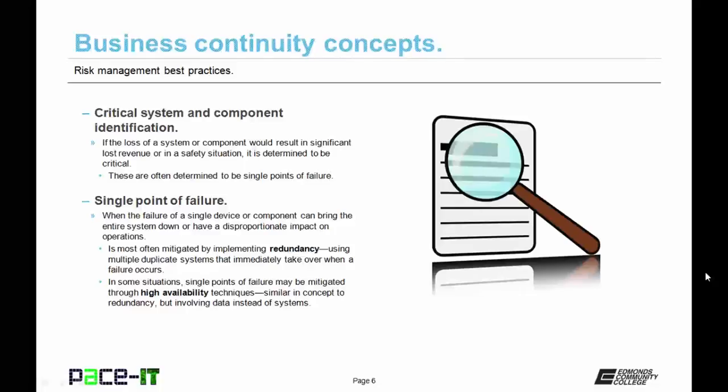Single points of failure are most often mitigated by implementing redundancy. That's using multiple duplicate systems that immediately take over when a failure occurs. In some situations, single points of failure may be mitigated through high availability techniques. It's a similar concept to redundancy, but it involves data instead of systems.